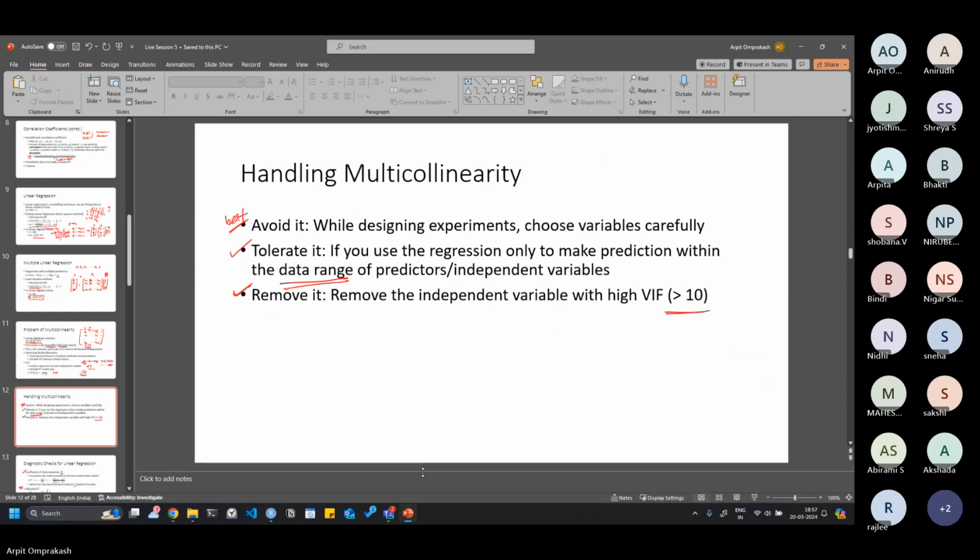So the best thing to do if you have multicollinearity is to avoid it. You design experiments so that you don't expect multicollinearity. In cases where you need to just do regression and only make predictions within the range of the data, you can still tolerate it. You don't need to do anything. However, if you have variables which have high VIF, you should remove them.